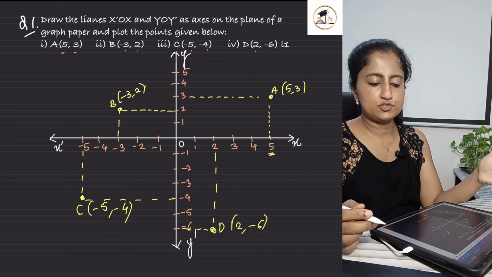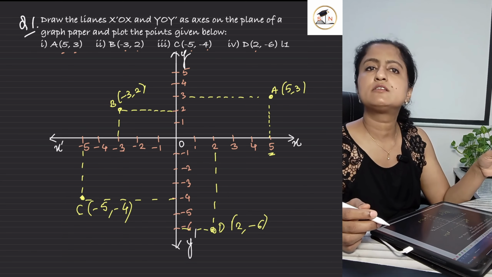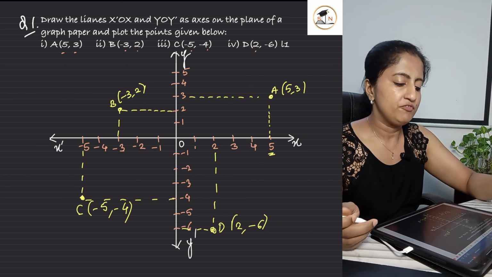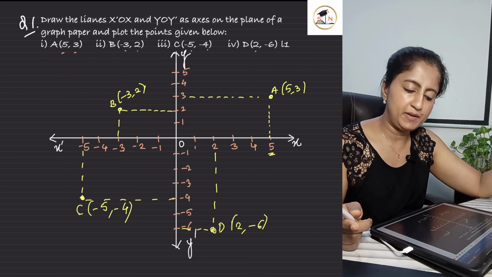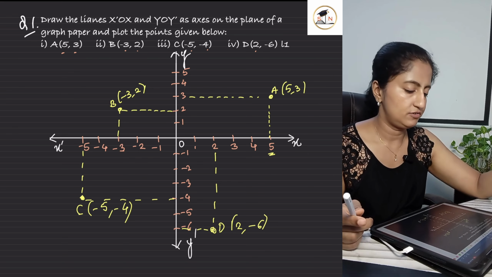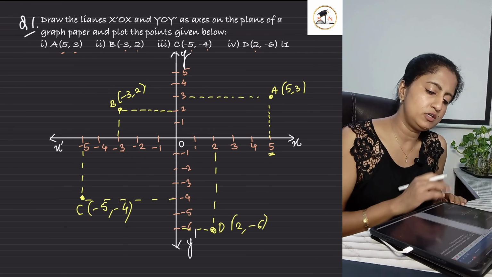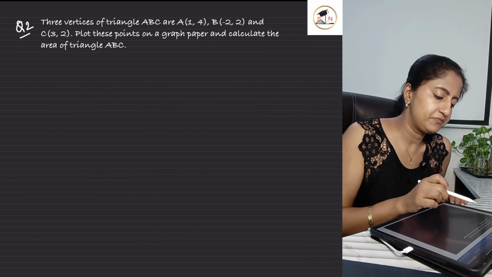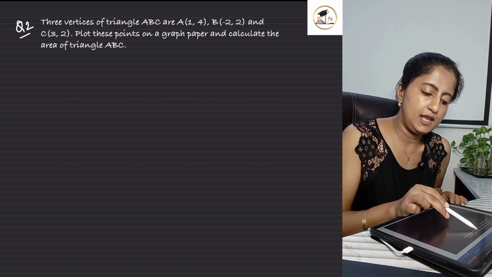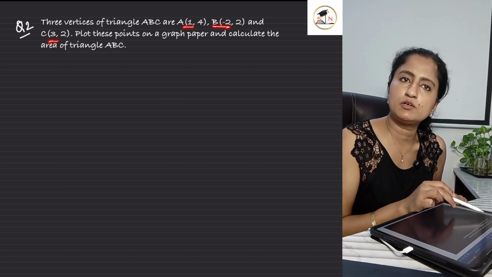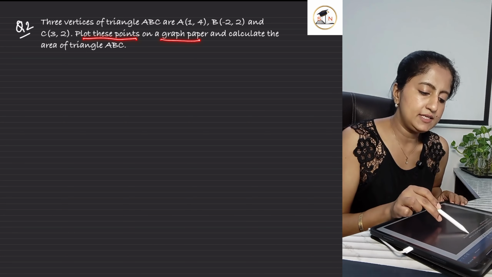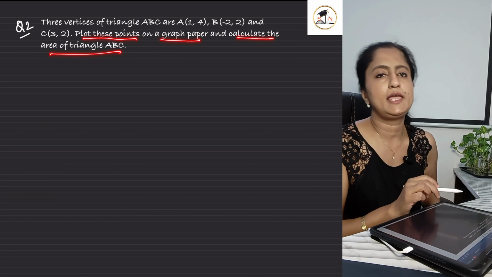So basically in this question, they had covered 4 points from all the 4 quadrants, right? So what did we do? We actually made the Cartesian plane from scratch and plotted the points, right? Now, let's move on to the second question. The 3 vertices of triangle ABC are A, B, C. We are given the coordinates. Plot these points on a graph paper and calculate the area of triangle ABC.